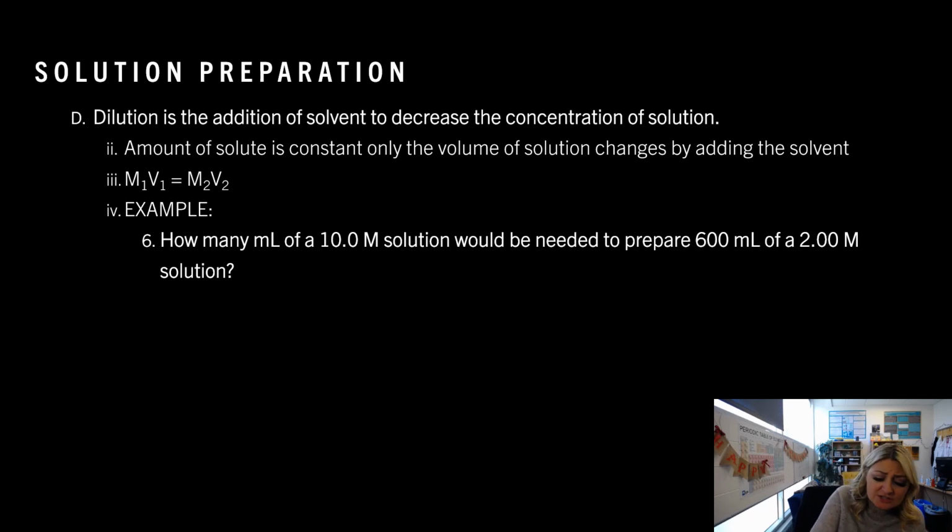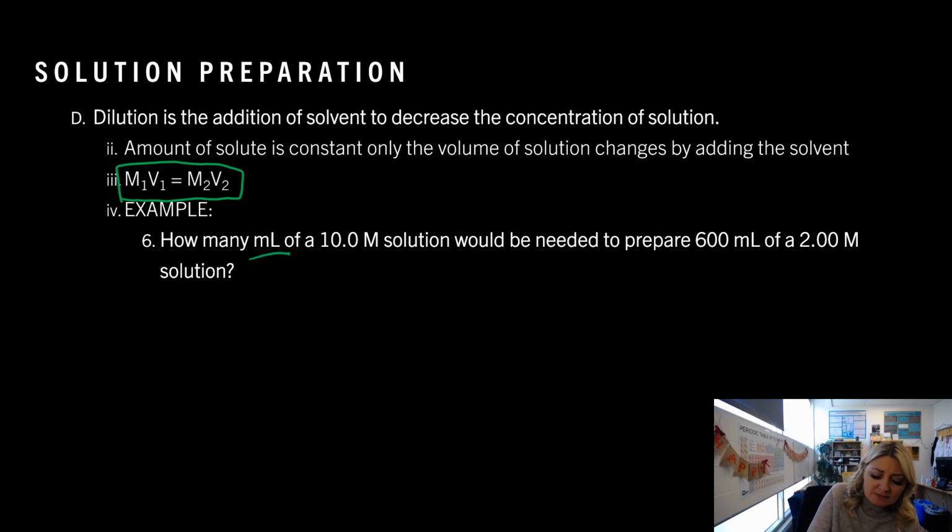So our equation to do this is M1 times V1 is equal to M2 times V2. These are molarities and volumes. The nice part about this equation is that you don't have to convert the volumes to liters. You can work with milliliters as long as the initial and the final are reported in the same unit. You don't have to convert. So let's look at our problem.